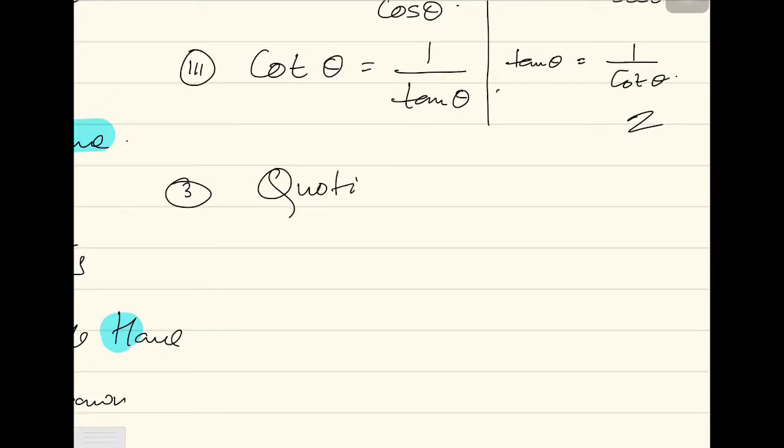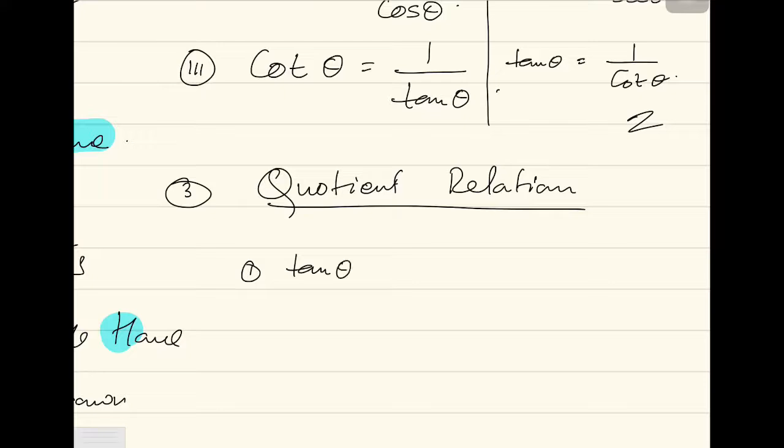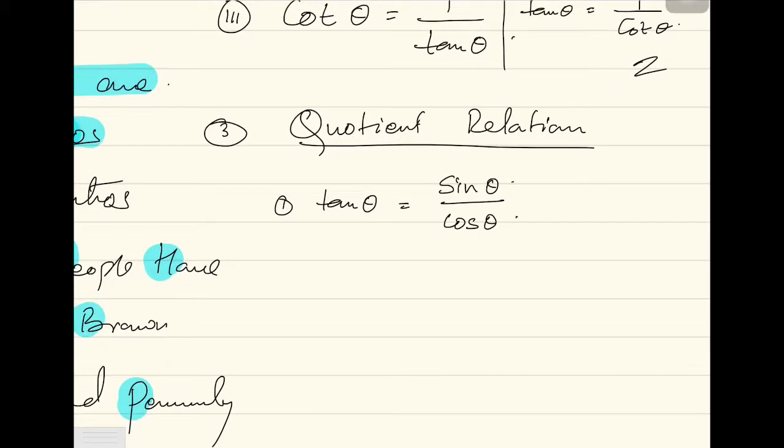What is it, everyone? Quotient relation. The other way that the trigonometric ratios are connected, and that will be the first one. Let me write it. Tan theta will be the quotient of sine theta divided by cos theta. I can show you how. If you divide sine theta by cos theta, what do you get?